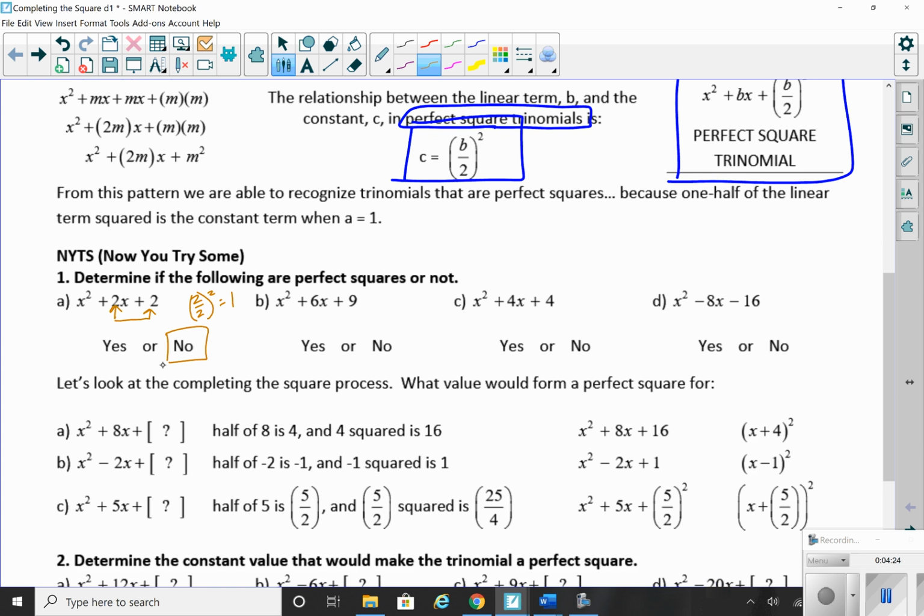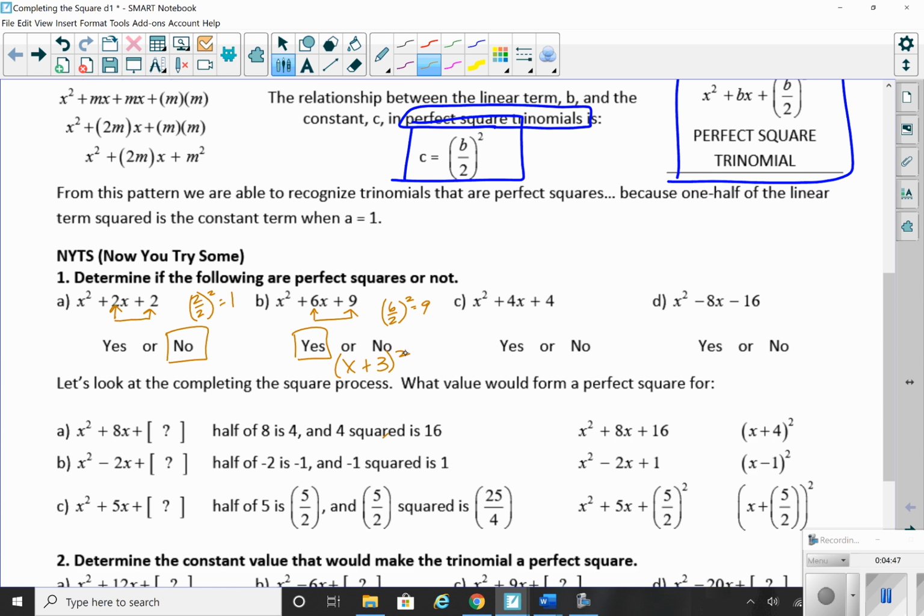Looking at b in the middle. Again, my b value is 6. 6 cut in half is 3. 3 squared is 9. So that middle term cut in half squared is the last term. So yes, this is a perfect square trinomial. If I wanted to factor that, it would be x plus 3, the quantity squared.